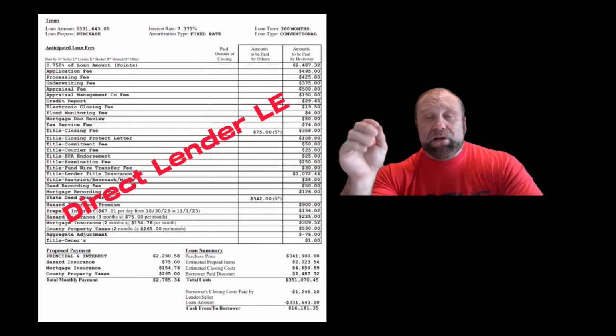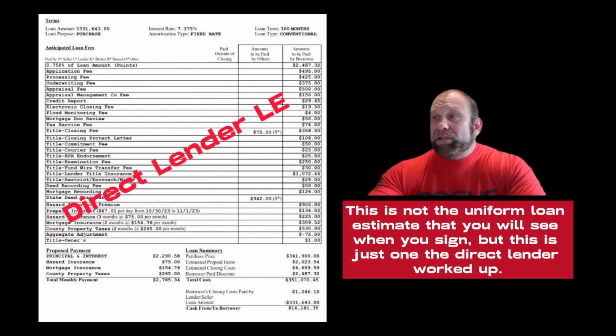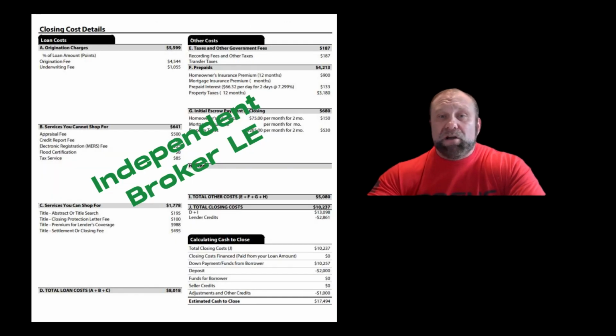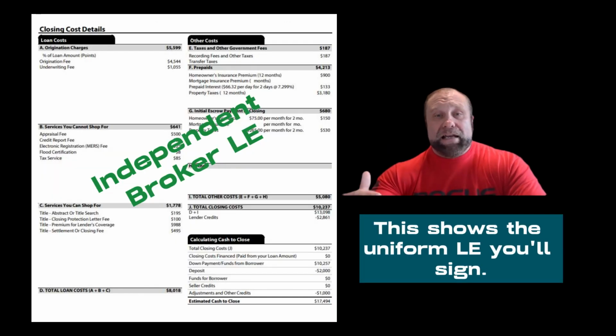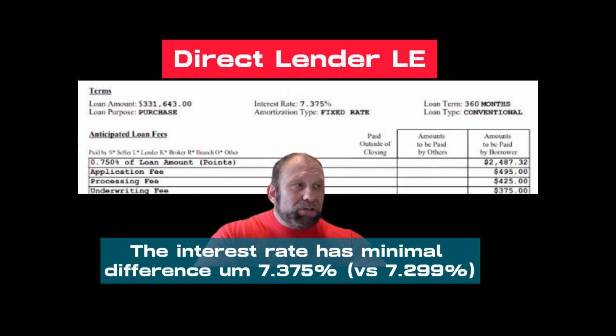All right, we're going to hop over to the other loan estimate from another company. Now, this is not a loan estimate that you will see when you sign, but this is just one they worked up. So it's not the uniform loan estimate like the first one we saw, because that's actually the one that is uniform and you will sign with every company. Now, the loan amount's the same. Interest rate is minimal difference, 7.375. The other one was 7.299.